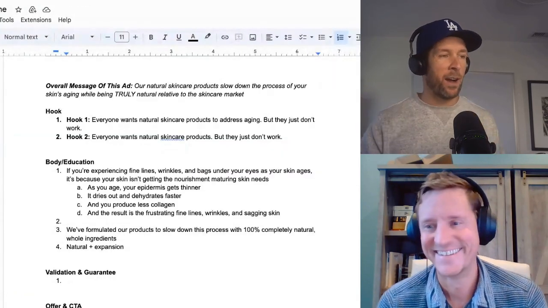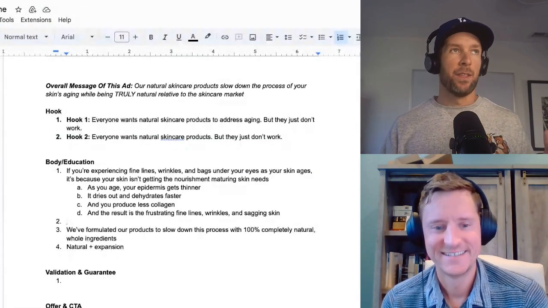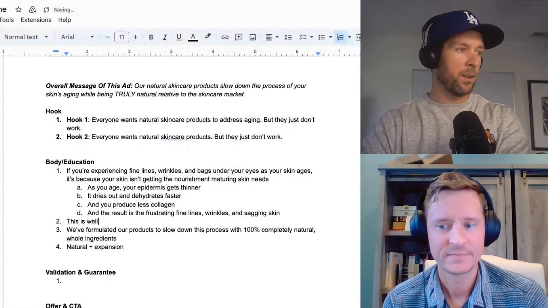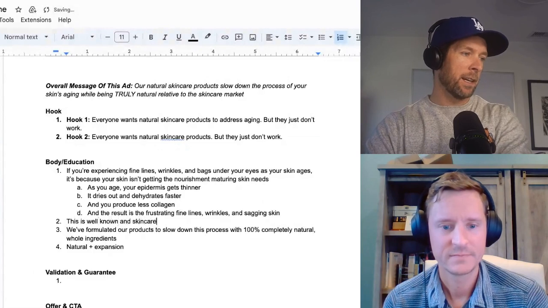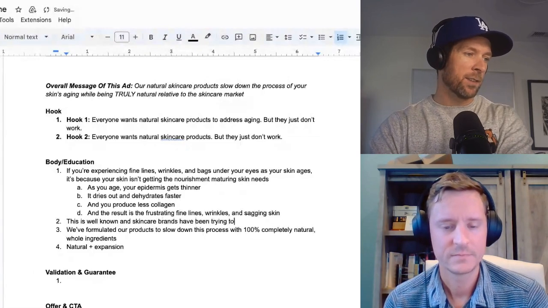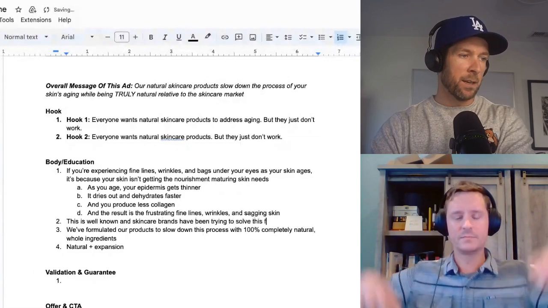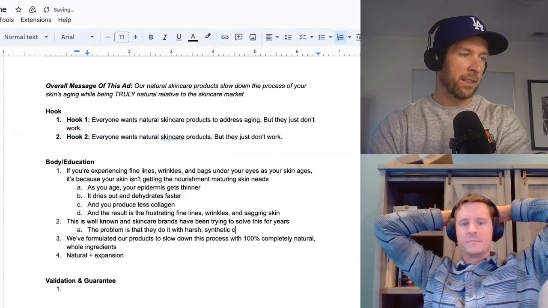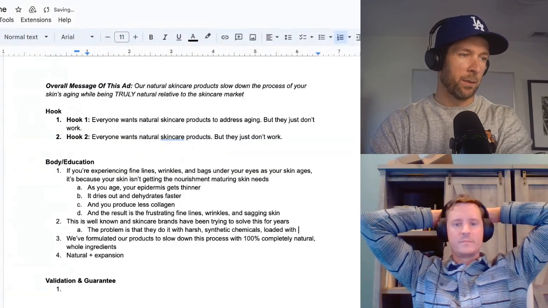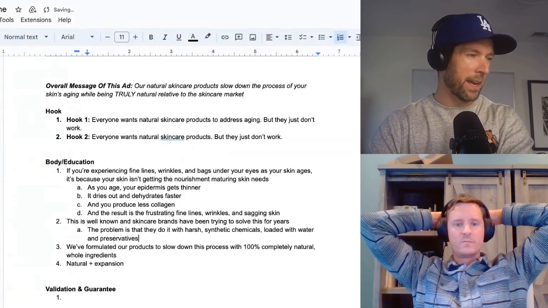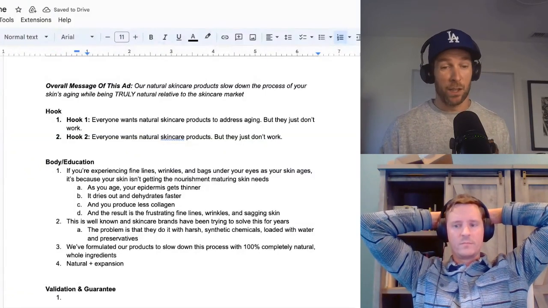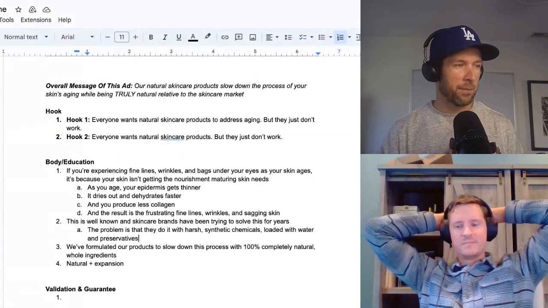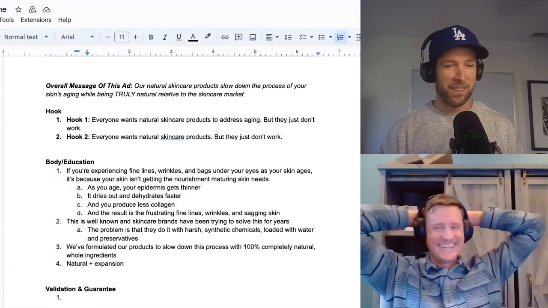So now I would probably say something like, this is well known, and skincare brands have been trying to solve this for years. The problem is that they do it with harsh synthetic chemicals loaded with water and preservatives, something like that. Okay. Now, again, that might be a little over the top, but that's the basic idea that I would think of next. I don't think it's over the top. You don't think so? I don't know.